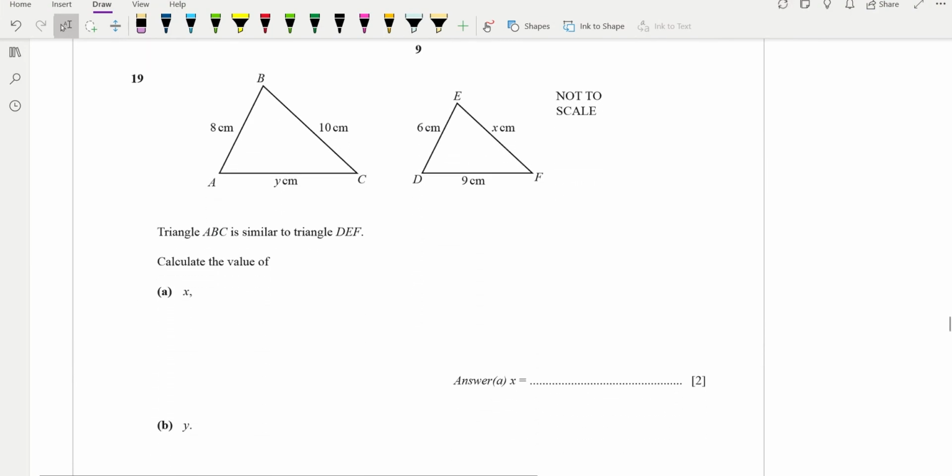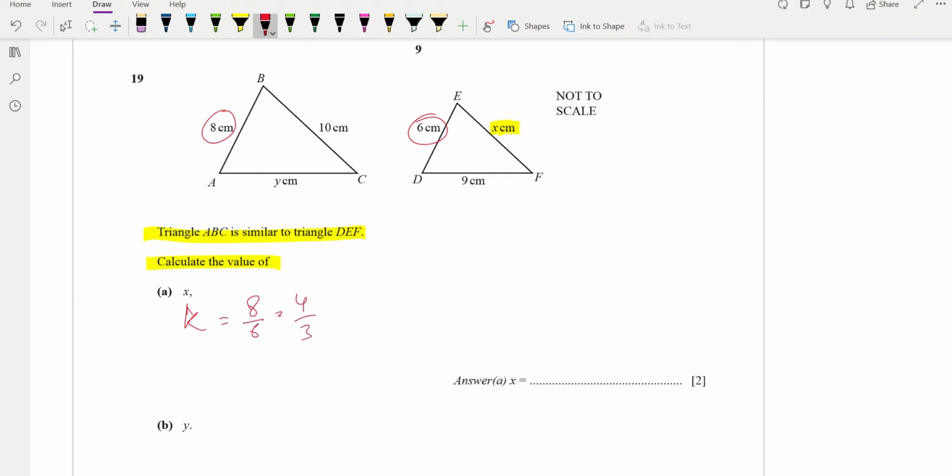Now question number 19. Question 19 is similar shapes. So triangle ABC is similar to triangle DEF. Calculate the value of X. We will be checking these given values, for example, 8 and 6. We can check for the ratio. So K value, which is the ratio between the two sides, will be equal to 8 by 6, which is equal to 4 by 3.